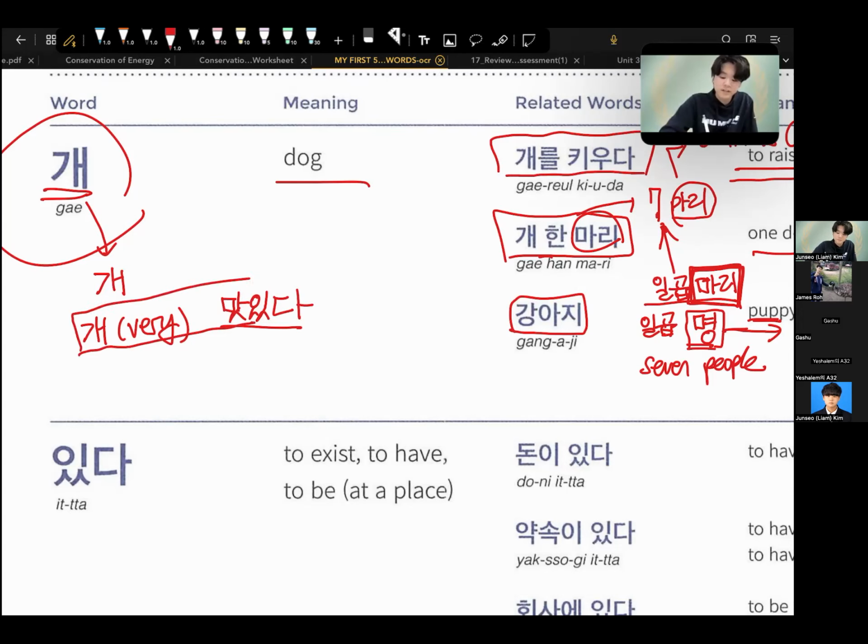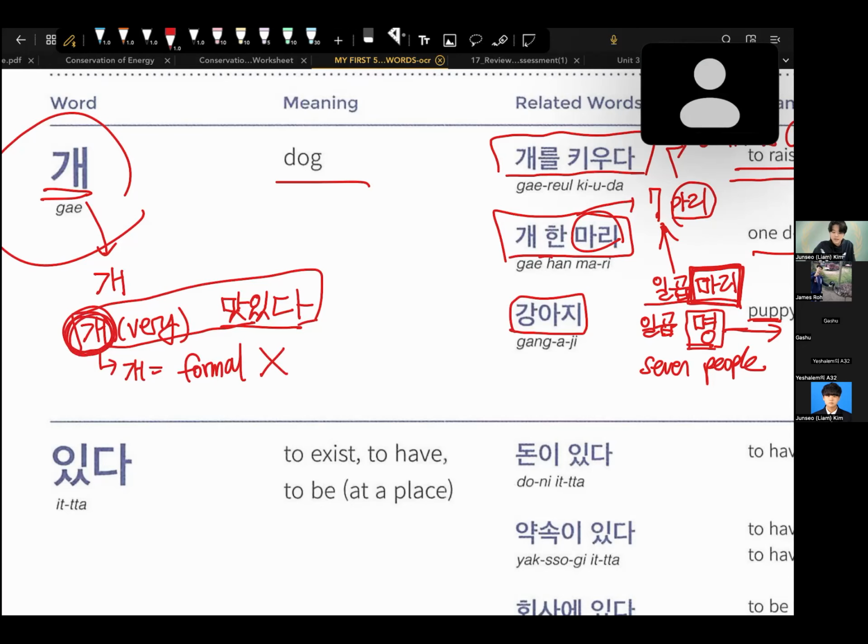It's like slang. So 개 has a negative meaning, right? It doesn't sound really kind or good when you use 개, because it's kind of a bad word and not really formal. So you only use this with friends. You don't go to your boss or your teacher and say something is 개 맛있다, right? You only say 개 to your friends.